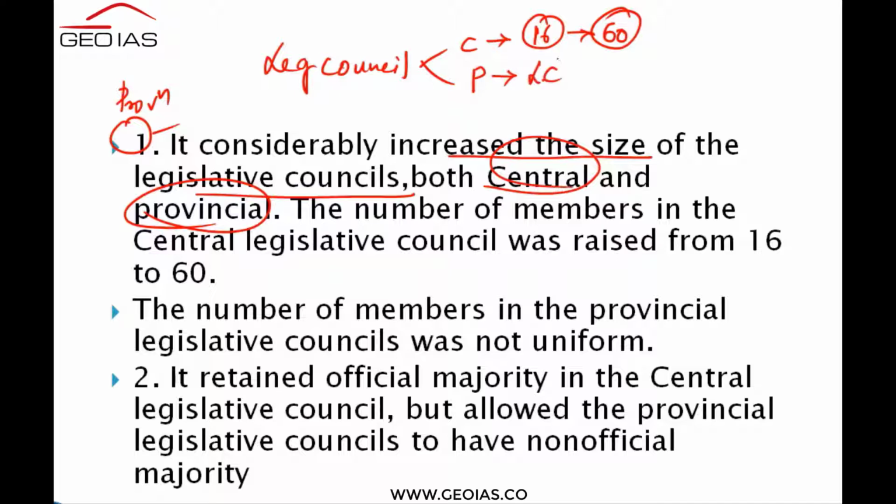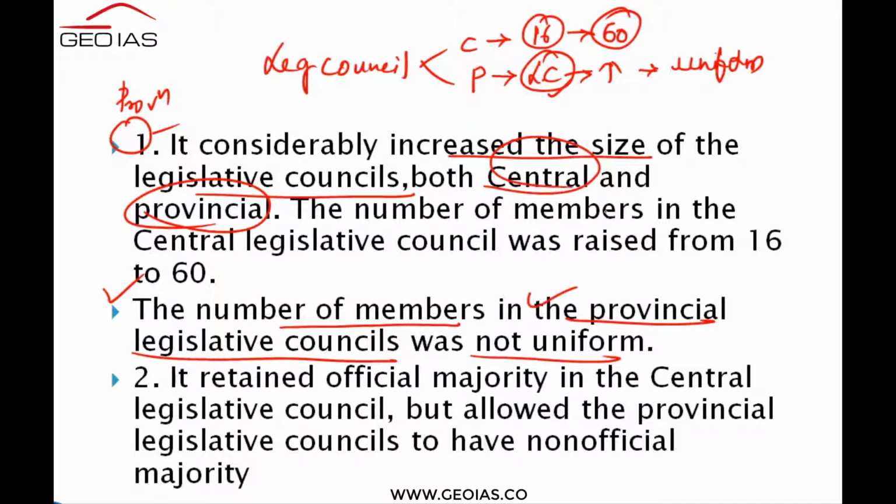So the number was increased, but it was not uniformly increased in all provinces. It was increased more in some provinces and less in some provinces. And the second is the number of members in the provincial legislative councils was not uniform, as I have already said.